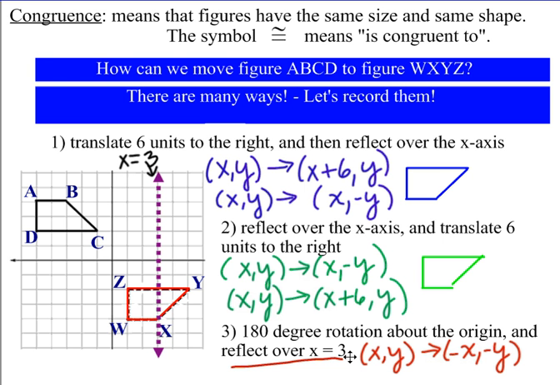So hopefully this explains a little bit about congruence and how we're going to move things around. And we can see that by moving them around, we did preserve the same size, we did preserve the same shape, we just moved it to a new location, and in this case, a different orientation. So we can use transformations, specifically translations, reflections, and rotations, to prove congruence.